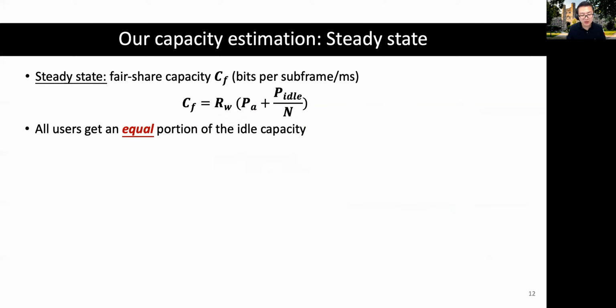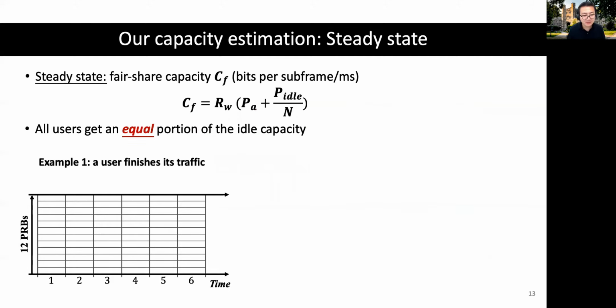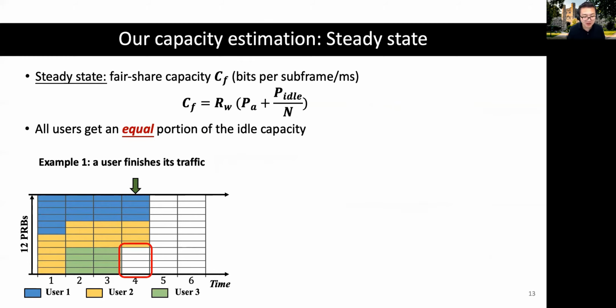So from this equation, we observe that all the users will get an equal portion of the idle capacity. I will use two detailed examples to show what this means. In the first example, we first have two users, user 1 and user 2, sharing the bandwidth. The third user comes in and ends its transmission in the third subframe. So in the first subframe, we observe idle PRBs. User 1 and user 2 immediately detect the existence of the idle PRB by looking at the decoded control message, and then they will occupy the idle PRB equally.